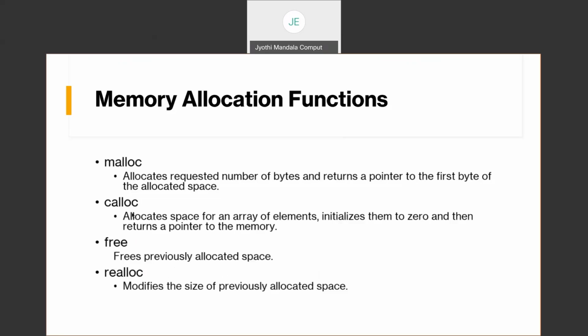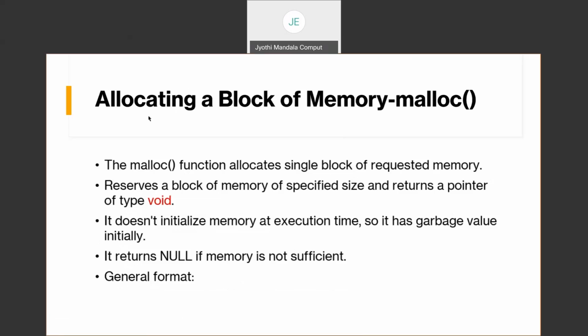By using malloc and calloc, you have allocated some space, but if you want to increase the size, then in that case you can go with realloc. So these are the four memory allocation functions we have, and these are called dynamic memory allocation functions. Let us learn one by one. Let us start with the first one, that is allocation of a block of memory using malloc.